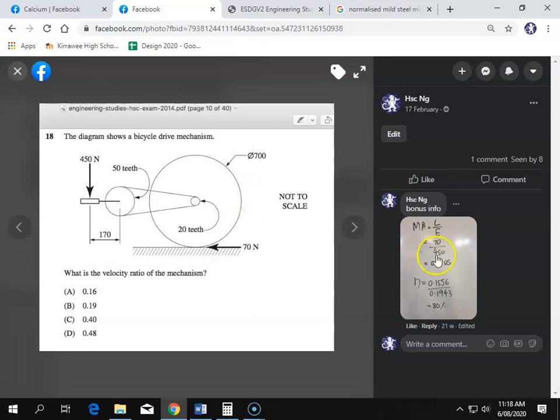Now, what is mechanical advantage? Well, it's just using what we know about load and effort. Our load is 70, our effort is 450, so it gives us a mechanical advantage of 0.155. Then we take the mechanical advantage over the velocity ratio, which gives us 80%. Like we said, bikes are one of the most efficient machines around, regularly over 80%. Just keep that in mind. Bikes are very efficient machines.